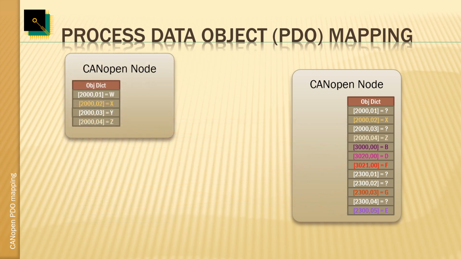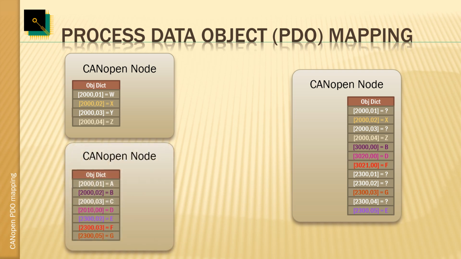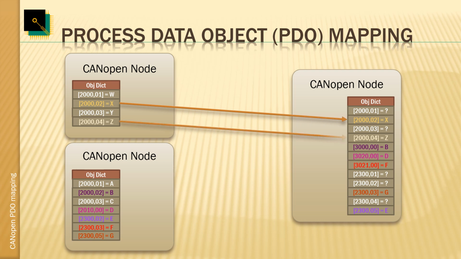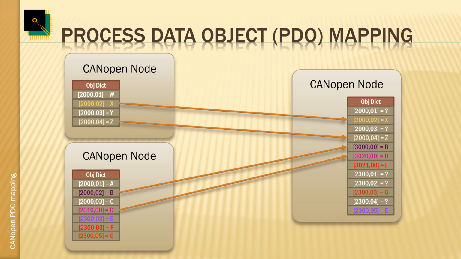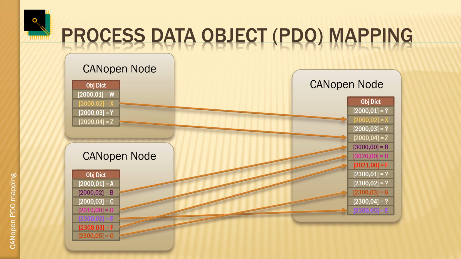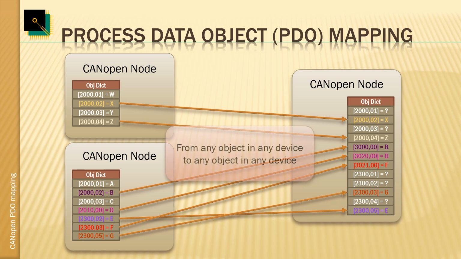That is illustrated here by the last example. So the two transmitting nodes on the left both have an index 2000 subindex 2. The top one is an X with data, the lower one B, but on the receiving side, so that they don't overwrite each other, we need to find two different object dictionary entries on the receiving side to place the data in.